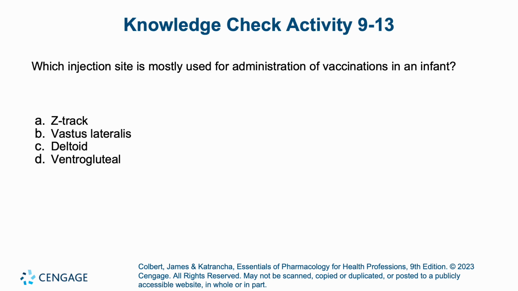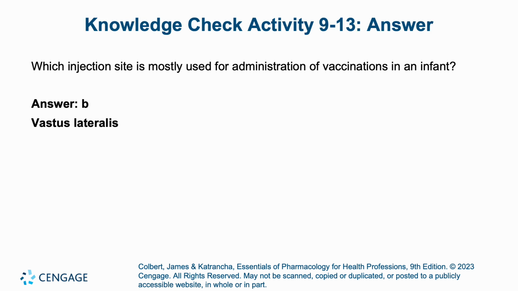Knowledge check. Which injection site is mostly used for administration of vaccinations in an infant? A, Z-track, B, vastus lateralis, C, deltoid, or D, ventrogluteal? The answer is B, vastus lateralis.